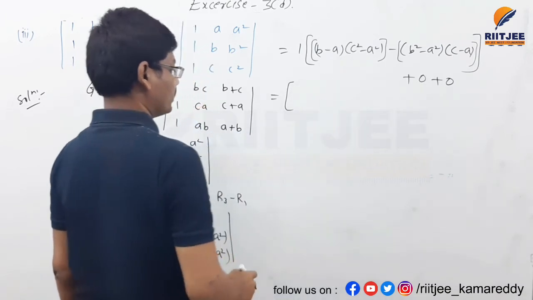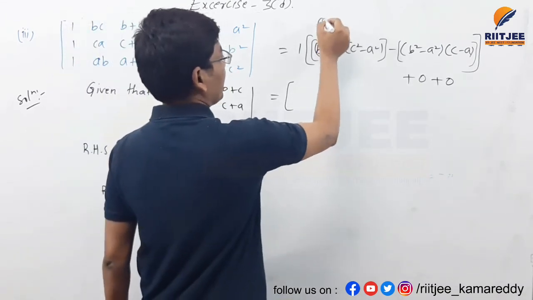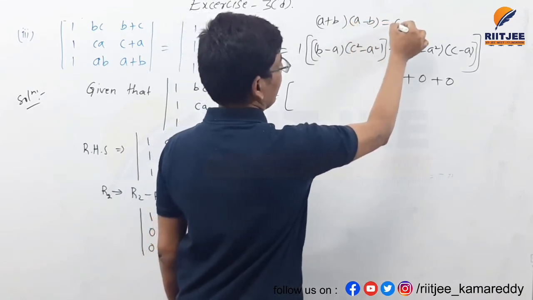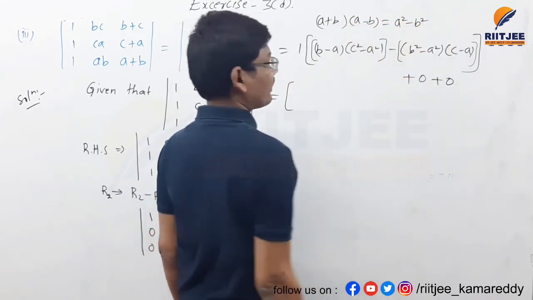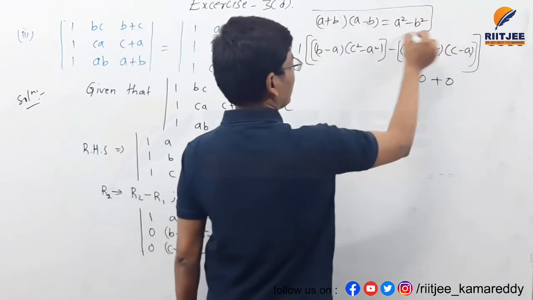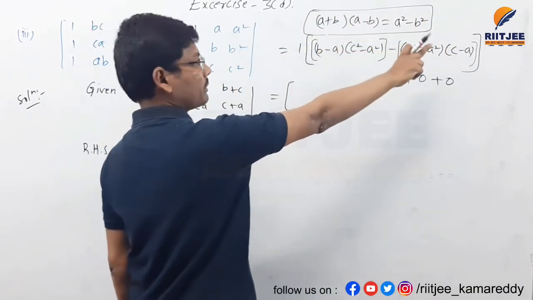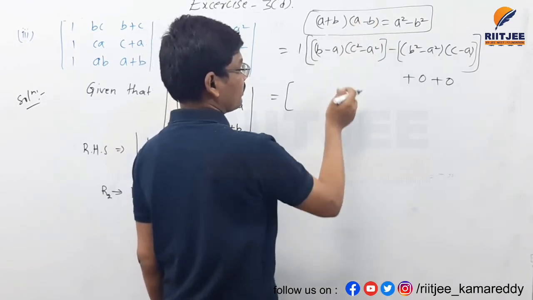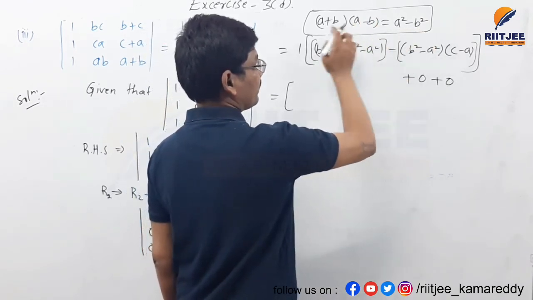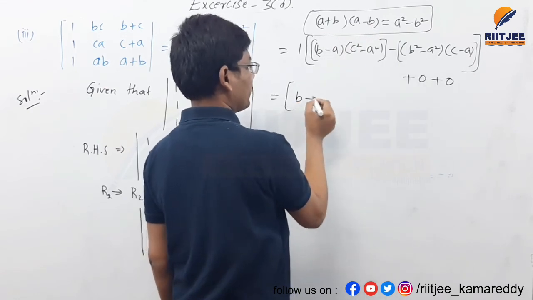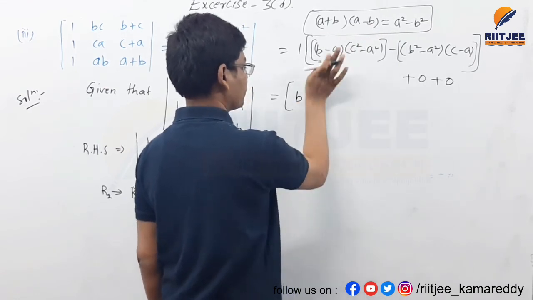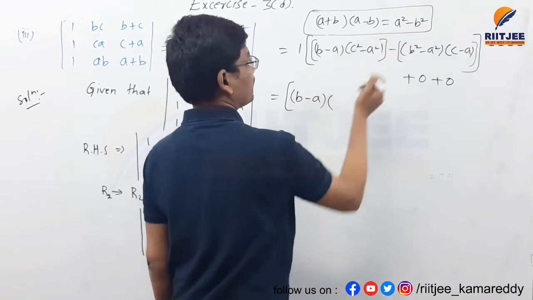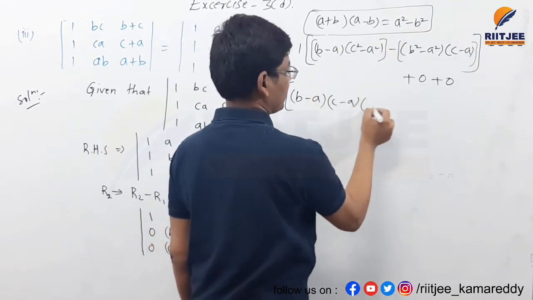Directly I am taking here one formula that is useful. That formula is A plus B into A minus B is equal to A square minus B square. This is the formula. According to that formula, I am explaining this one. A square minus B square is nothing but A plus B into A minus B. So B minus A into, it is in the form of A square minus B square. Can I write C minus A into C plus A?